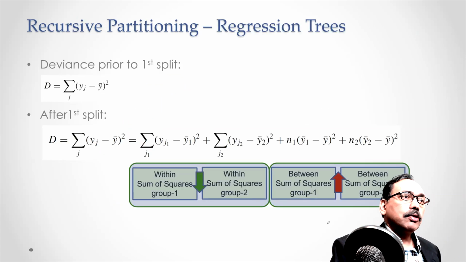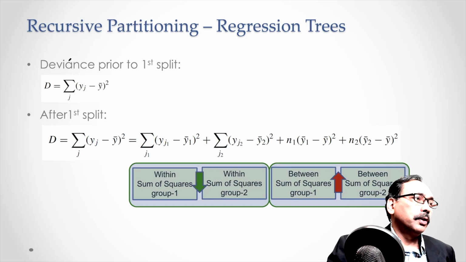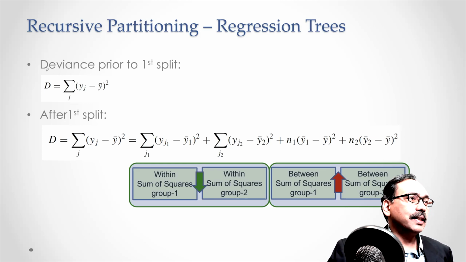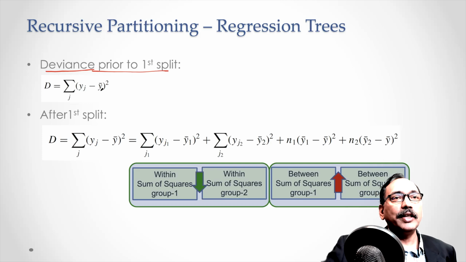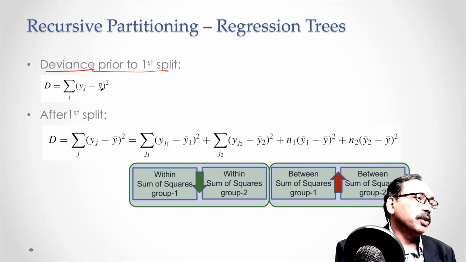So regression trees are also trees and they use recursive partitioning, but the recursive partitioning is done in a slightly different manner compared to classification trees. So if you calculate deviance or sum of squares prior to the first split at the root node, so yj minus y bar whole square, where y bar means the average of all houses, so the average of MEDV values for all houses in the training data, and then you take the deviance or deviation from each value, square them and add them, that's your D.